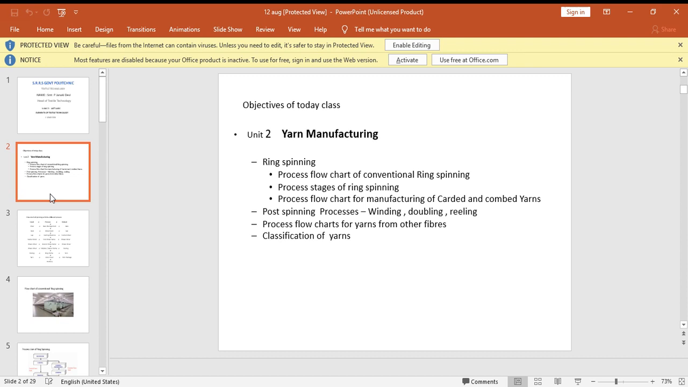Today, the objectives of yarn manufacturing are ring spinning. In ring spinning, we are going to learn about the flow chart of conventional ring spinning, process stages of ring spinning, and process flow chart for manufacturing of carded and combed yarns. The second objective is the post spinning process, that is winding, doubling, reeling, and process flowcharts for yarns from other fibers. And finally, the last objective is classification of yarns.